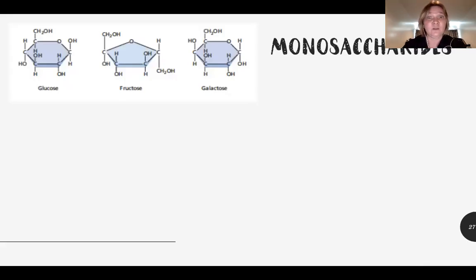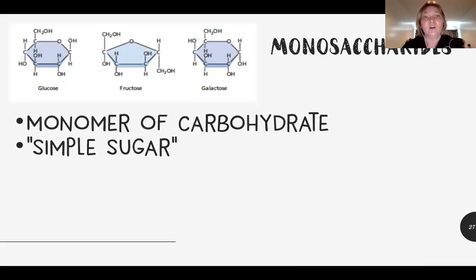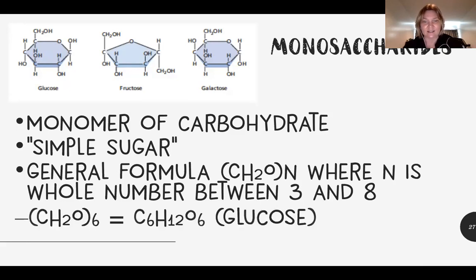Okay, so starting with monosaccharides, these are the monomer of the carbohydrate. We also call them simple sugars. The general formula for a monosaccharide is (CH2O)n, where n is a number between 3 and 8. So for example, for glucose, n is equal to 6.